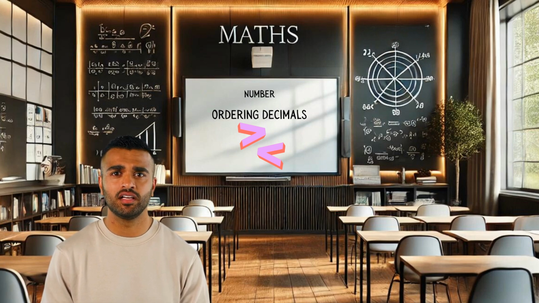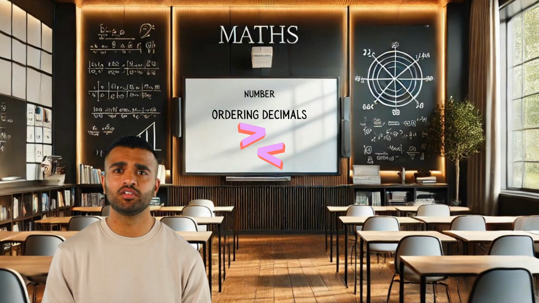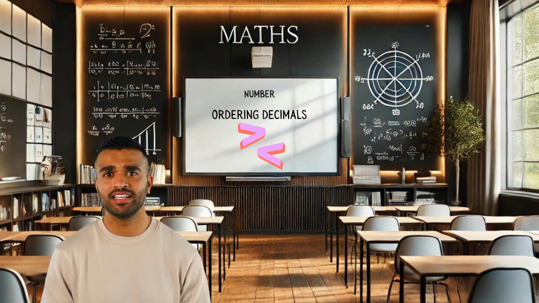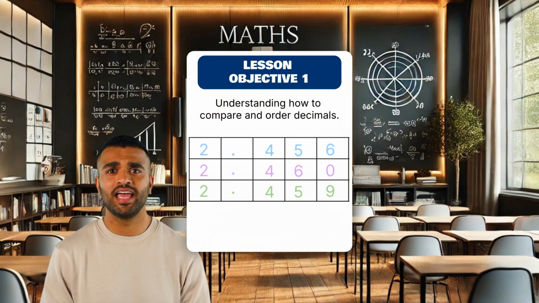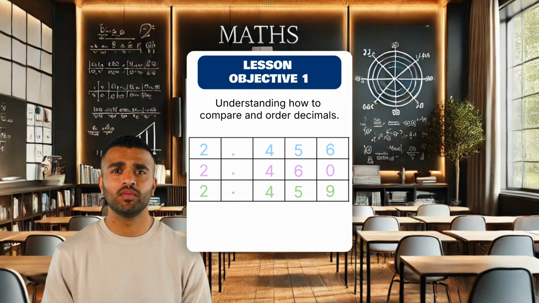Here's what we will cover. We'll start by reviewing the structure of decimals and how they are composed of digits representing different place values. Then we'll introduce a step-by-step method to compare and order decimals. Finally, we'll go through some practical examples to apply this new knowledge and reinforce our understanding.